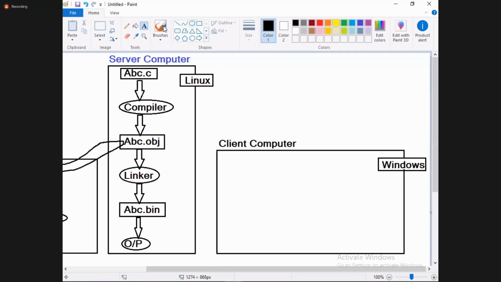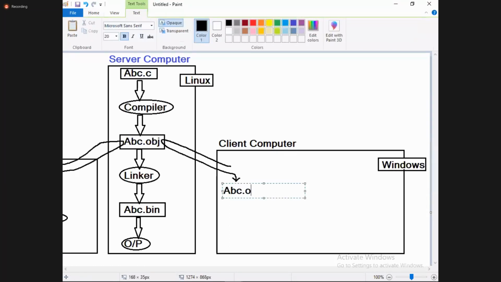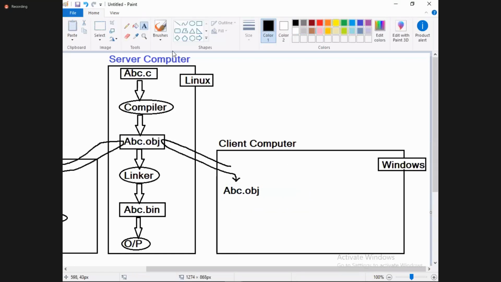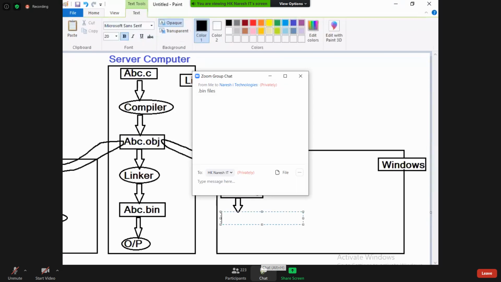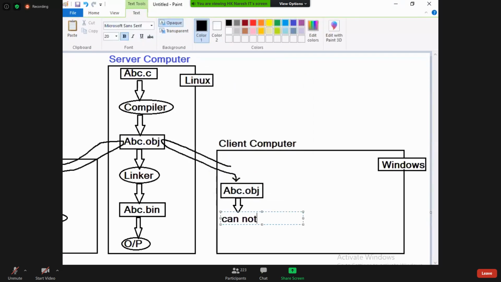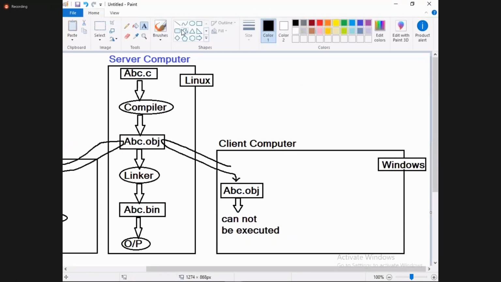Now tell me, from the Windows operating system, now I am downloading this abc.obj file. Okay, abc.obj file downloaded. Tell me, is it executed here or not executed? The abc.obj file here cannot be executed. Okay, it cannot be executed here.